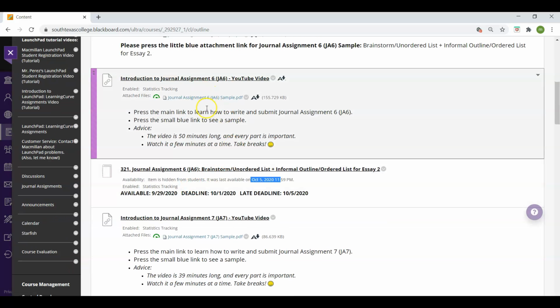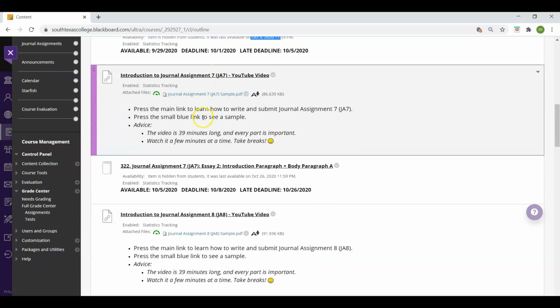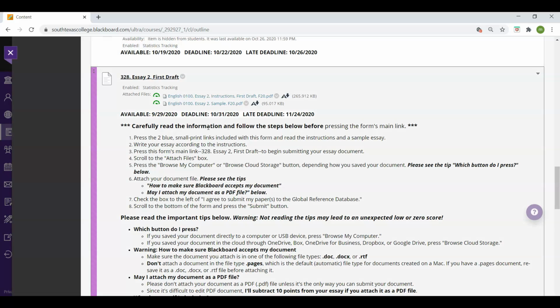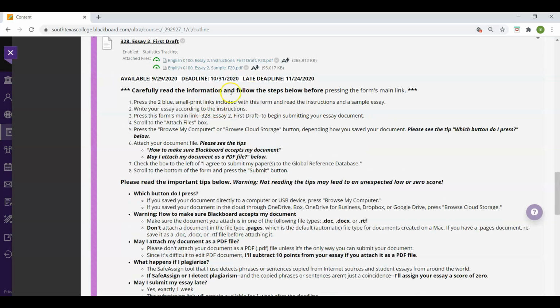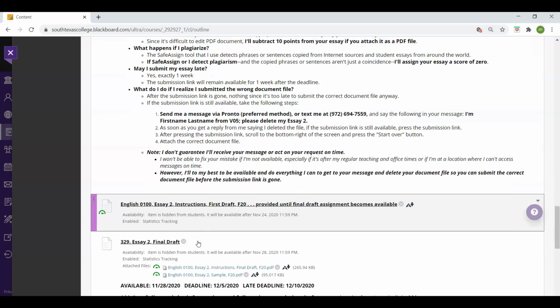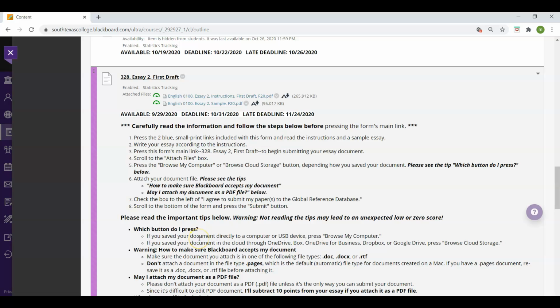You can see the sample paragraphs, the video and the sample paragraph, and so on for journal 6 through 10. And then, of course, the instructions to the sample are there. Very important instructions are here as to how to turn in the essay, and all that. But I won't go into that because the videos I had already shown you before, provided here, say all that. So I'm just providing another video.